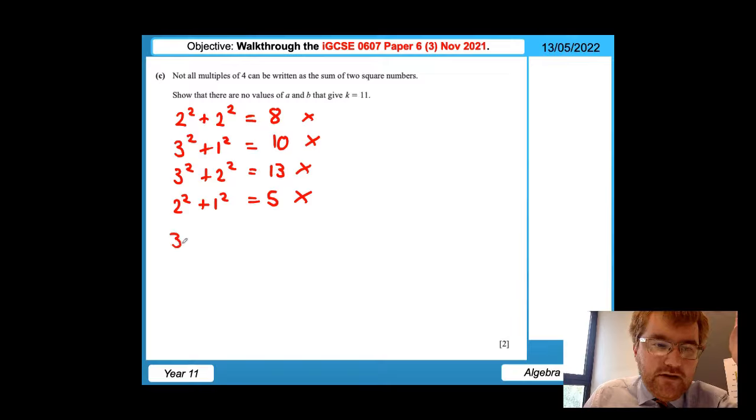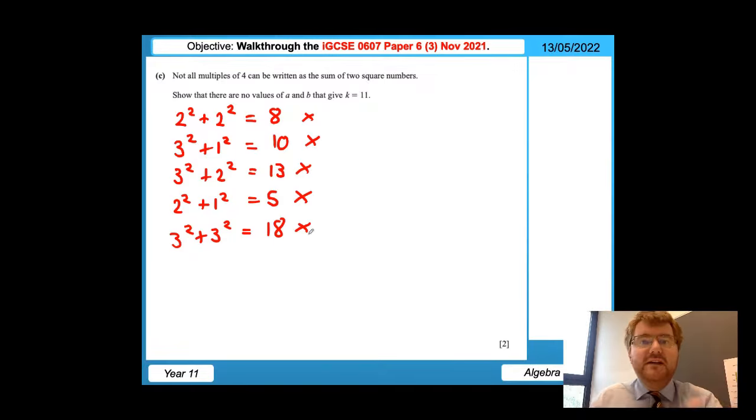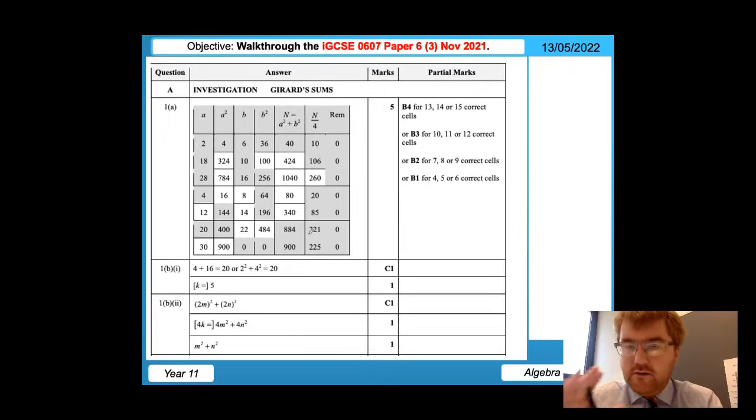Say I did 3 squared plus 3 squared. Well, that's always going to be bigger than 13. In this case, it's going to be 18. That also doesn't work. So I've tried all the combinations here of square numbers to try and give myself k as 11. And I've shown very clearly to the examiner I've tried these ideas and then not got to the answer. Okay, you can look through the mark scheme so you can see where you pick up the marks.